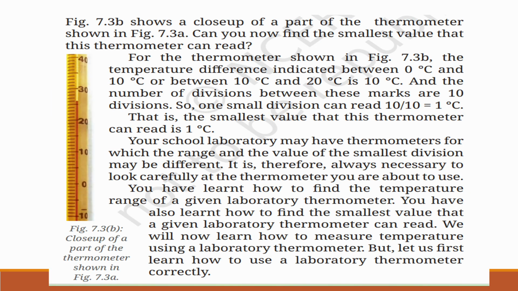We will see in detail. Figure 7.3b shows a close-up part of the thermometer shown in figure 7.3a. Can you now find the smallest value that this thermometer can read? For the thermometer shown in figure 7.3b, the temperature difference indicated between 0 degrees Celsius and 10 degrees Celsius, or between 10 degrees Celsius and 20 degrees Celsius, is how much? It is 10 degrees Celsius.